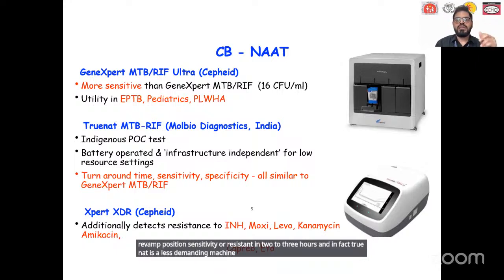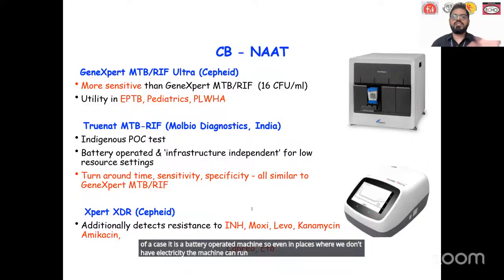That means it does not require a very big lab setup. For example, a CBNat or a CBNat Ultra machine requires a biosafety level 2 or 3 lab, air conditioning, generators, continuous power supply, everything. TrueNat does not require anything. It comes in a handheld bag kind of a case. It is a battery operated machine. So even in places where we don't have electricity, the machine can run.